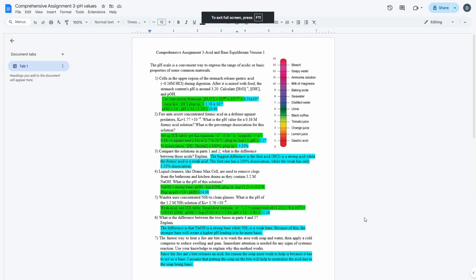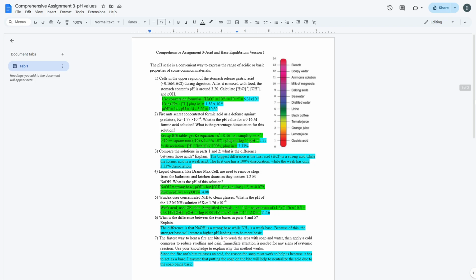Okay, howdy. So just for clarification, anything in green text is there as guidance for myself, and anything that's formulas or equations used to get the answers, but the actual answers are within the cyan text. So for number 1, it's asking to calculate the H3O concentration, the OH concentration, and pOH.